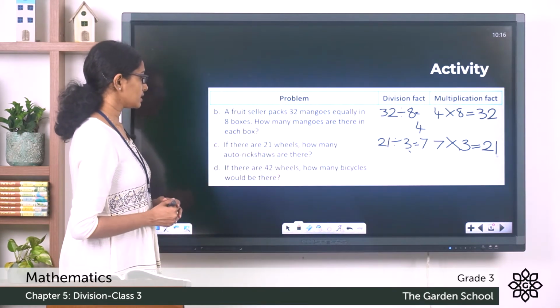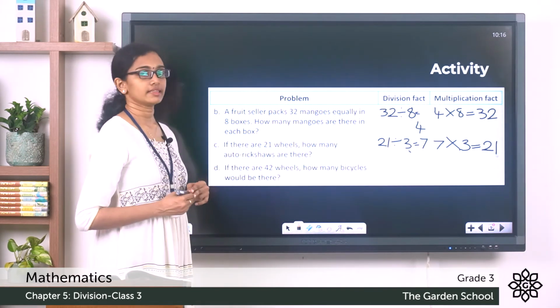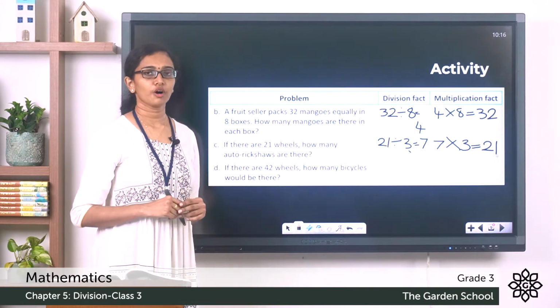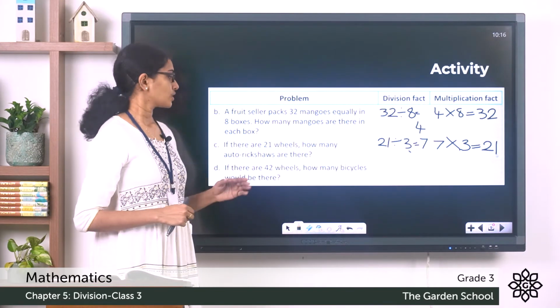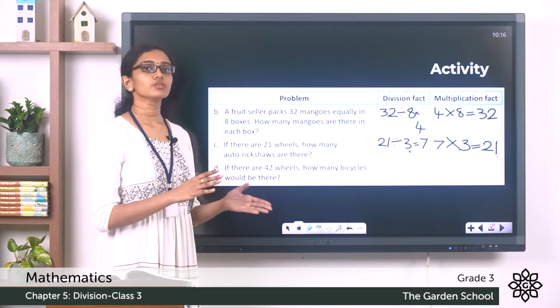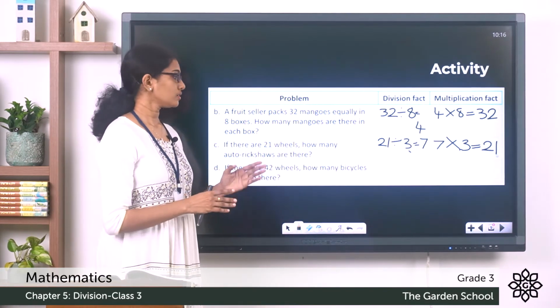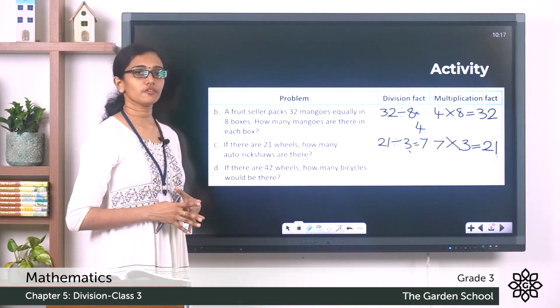Now the third question, if there are 42 wheels, how many bicycles would be there? And for a bicycle, how many wheels are there? For one bicycle, there will be 2 wheels. So if there are a total of 42 wheels, and if we group them into groups of 2, or 42 divided by 2, then we can find out the total number of bicycles.